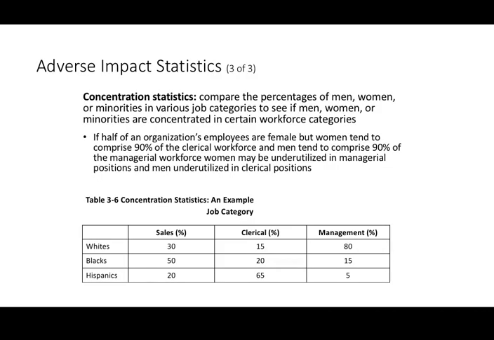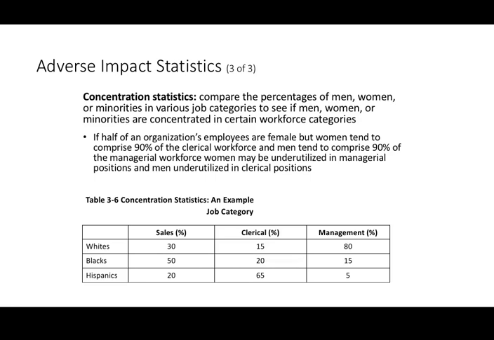The last category of statistics that we may need to use for proving adverse impact is concentration statistics. And again, what we're looking at is the percentage of men and women and minorities that are concentrated in certain job categories. For example, as they say here, if half of your employees are female, but 90% of those women are in the clerical workforce and they are not in positions that have any mobility or growth opportunities, they're pretty much at dead-end jobs, we may be facing a situation of adverse impact based on concentration statistics.